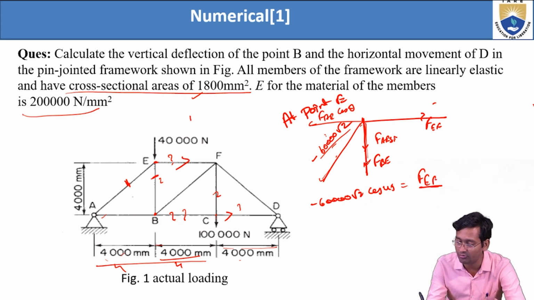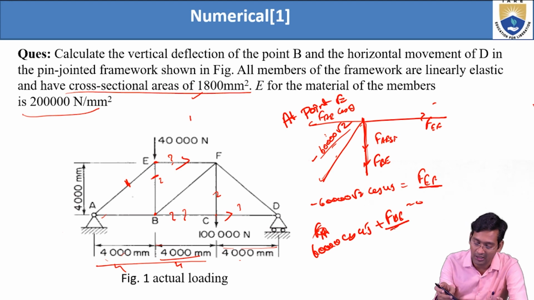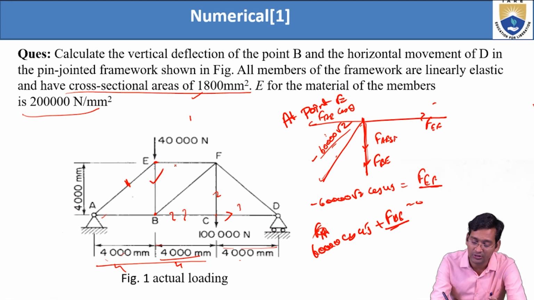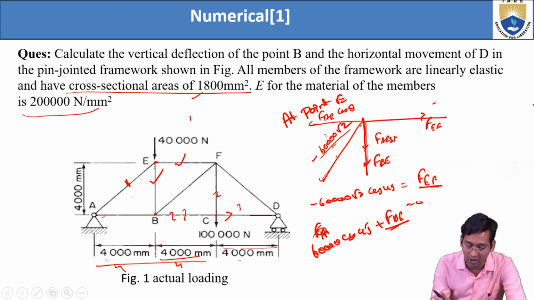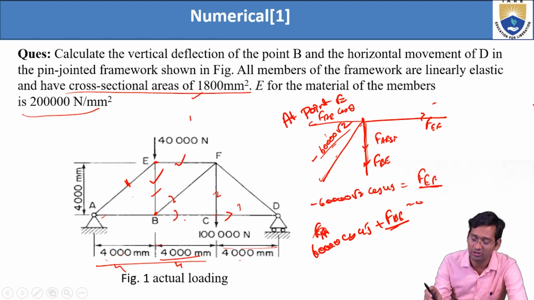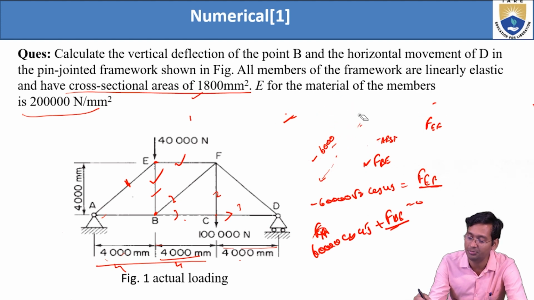Similarly for vertical, both are acting in the same direction. So FAE, that is 60,000 cos 45, plus FBE equals 0. From here you will get FBE. Now that FBE is known, this also is known. Now just see, now we can take this point, that is B, because now this is known, this is unknown only, and this is unknown, right? So now similarly at point B.